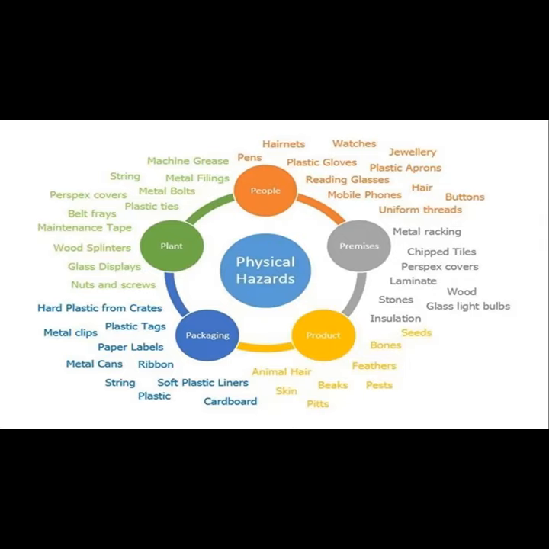Similarly, in premises, if there is chipping in the paint, it could be a physical hazard. If the paint falls into our product, it will be a hazard. Laminates, stones: if my food factory premises is not intact or closed, there are gaps, or something is dropping from the top or from the wall, it could be a hazard. Similarly, in product, if my product is animal based, there may be chances of animal hair, skin, pits, feathers, or any other thing that comes from the product.